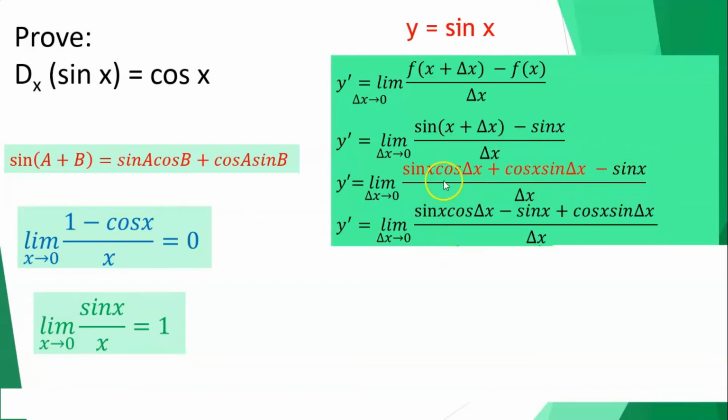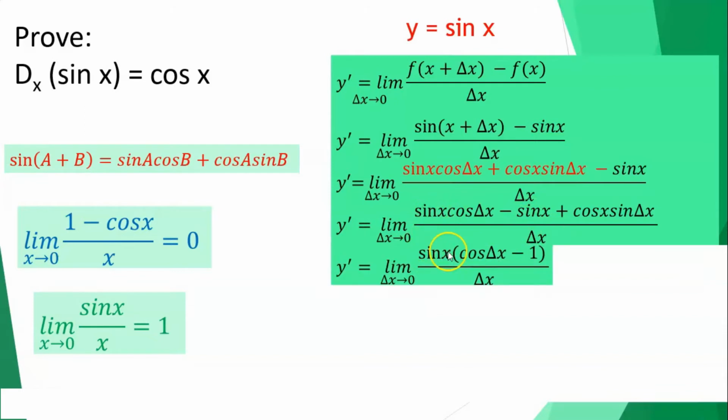So that would become sine x cosine delta x, then minus sine x plus cosine x sine delta x over delta x. So with this, sine x is common, so factor it out. So that would become sine x. So what's left is cosine delta x minus 1. And the other side, that would be cosine x sine delta x over delta x.